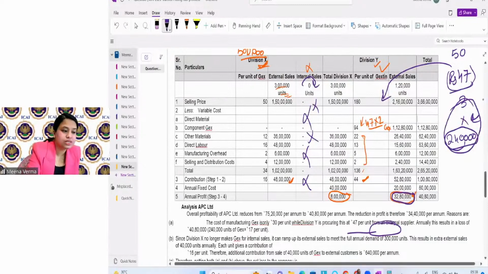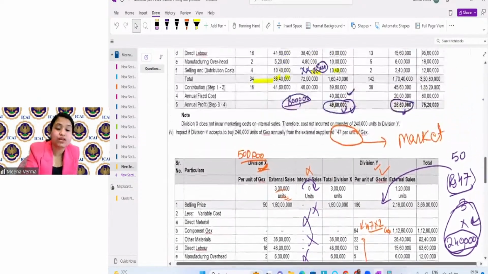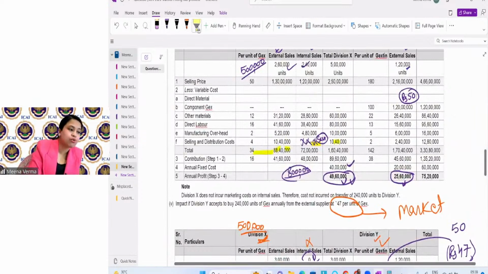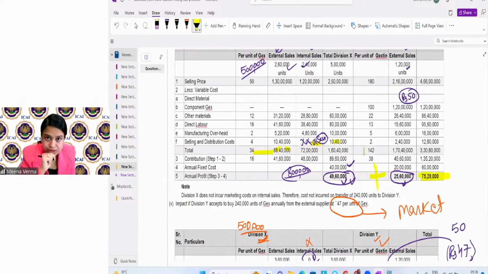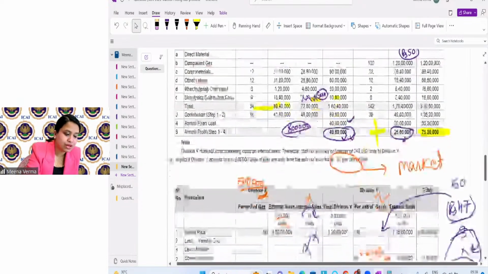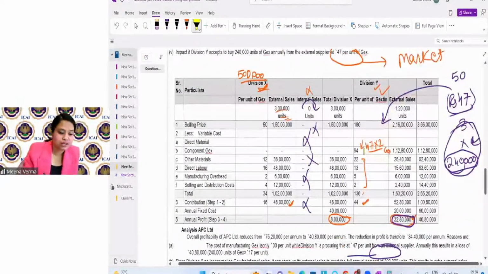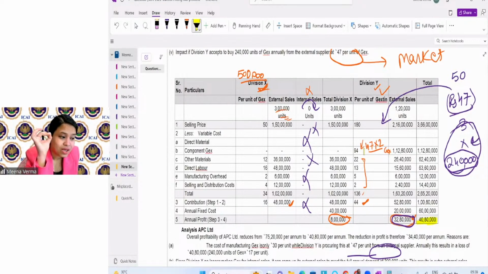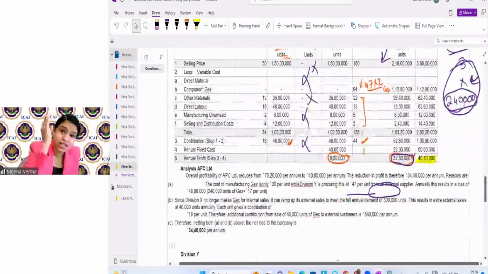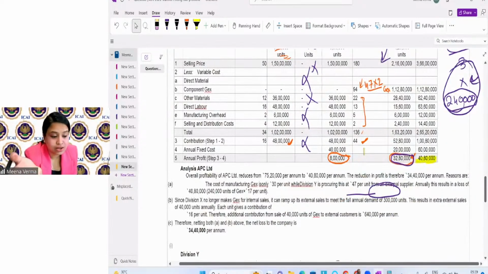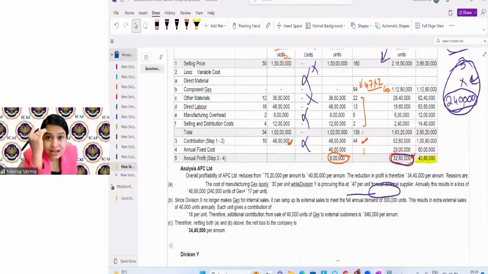But this is not good for the company, because earlier the overall profitability of the company was this. If you add these two amounts, this was the overall profitability of the company. And now, when division Y is buying from the outside market, the overall profitability of the company has drastically reduced, from 75 lakh to 40 lakh. Sorry, from 75 lakh to 40 lakh. It reduced by this much, right?